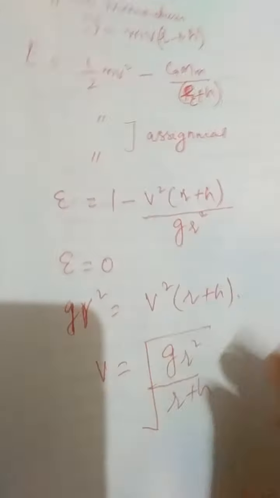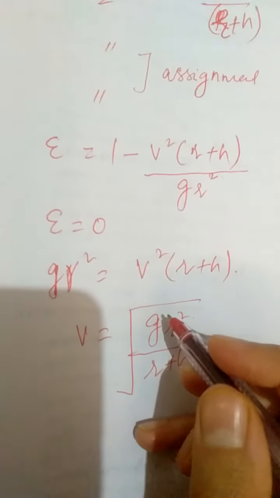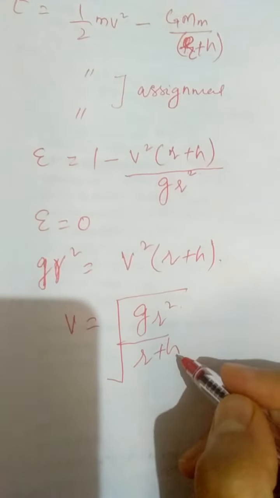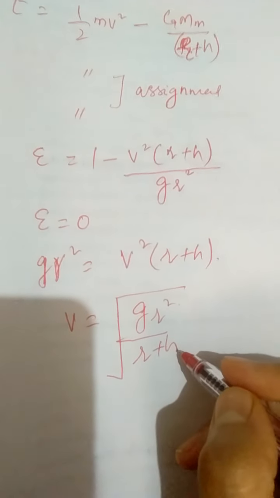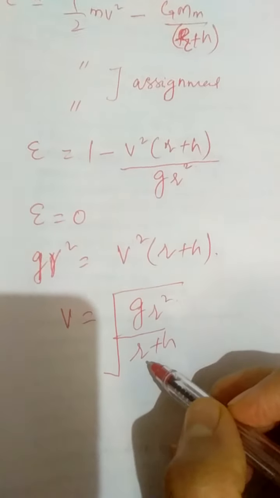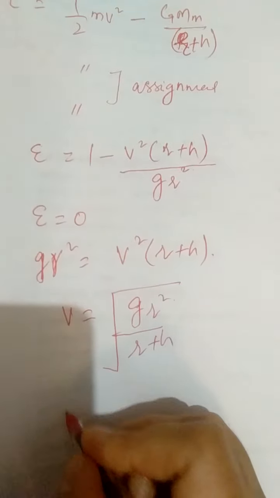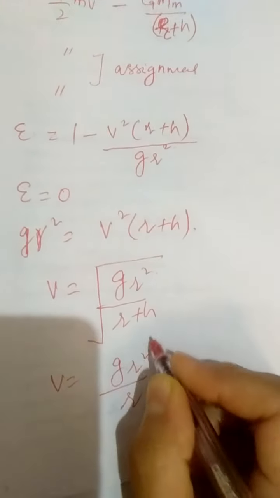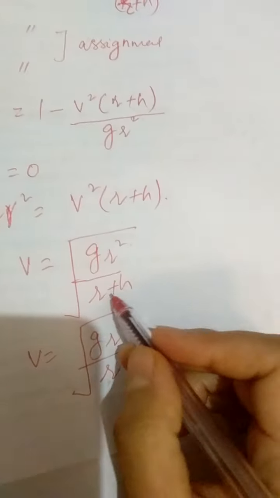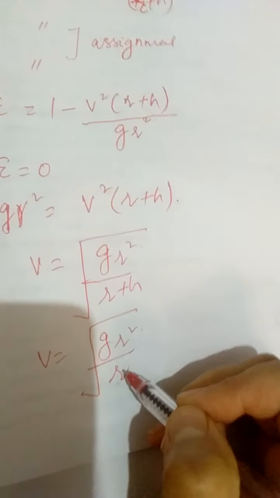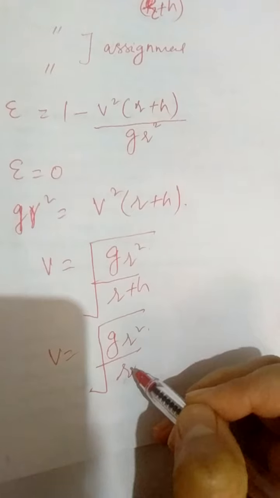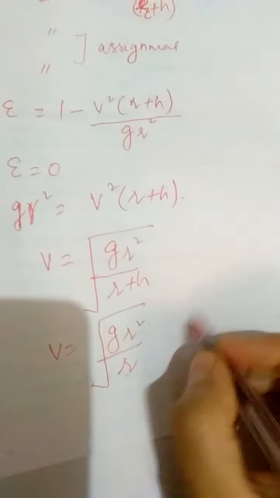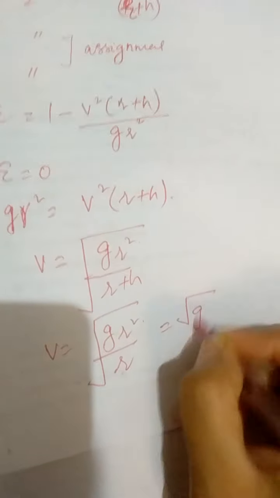The velocity is under root g r square by r plus h. That's it. Now if the satellite is moving quite near to the surface of Earth, in that case this height of the satellite from the surface of Earth can be neglected in comparison to the radius of Earth. Therefore, what do we get? We get that v is equal to under root g r square by r only. Remember, r plus h has been replaced by r, and this is only an approximation in case the satellite is moving close to Earth. So this r will go with this, and we are essentially left with g r.